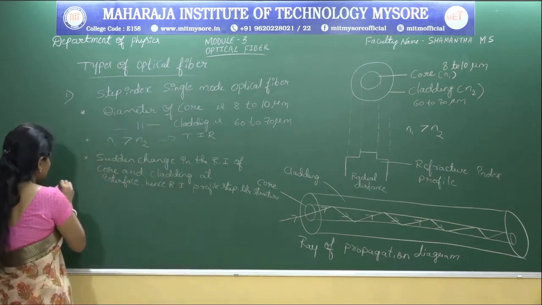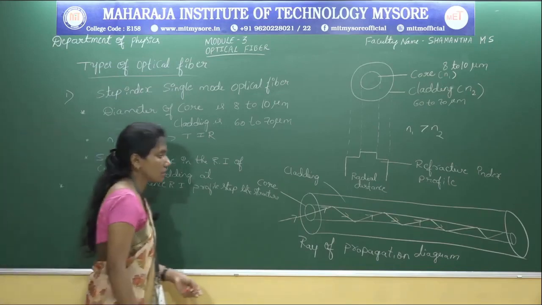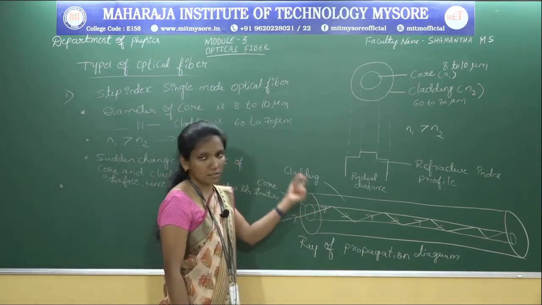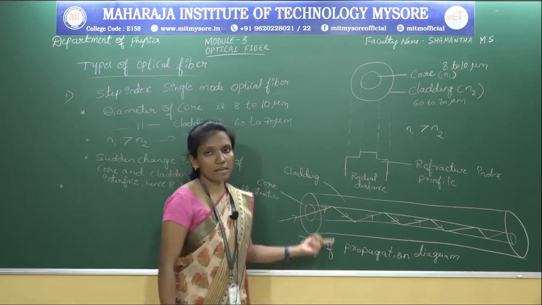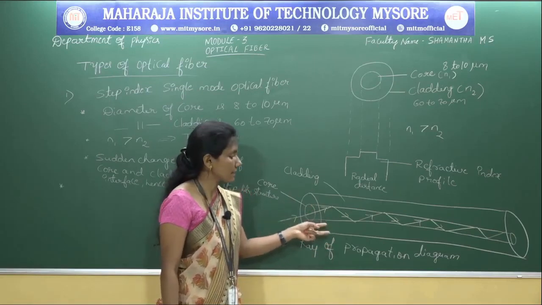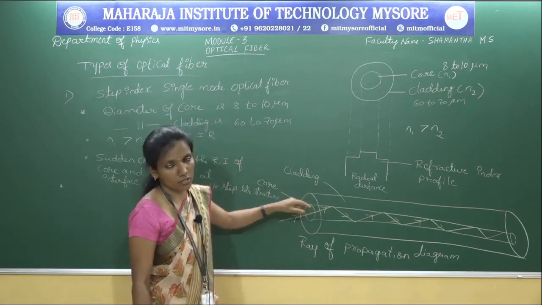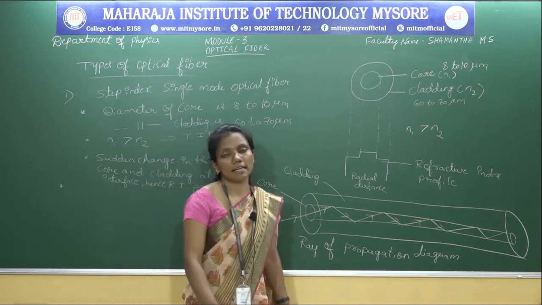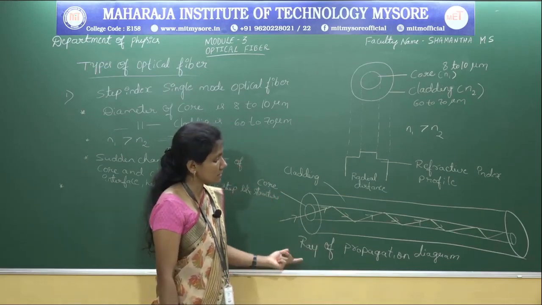And here the diameter of the core is very narrow, so only one ray of light signal can pass inside the core, compared to the cladding, which is much wider. That's why it allows only a single ray of light inside the optical fiber. So like this it is considered.